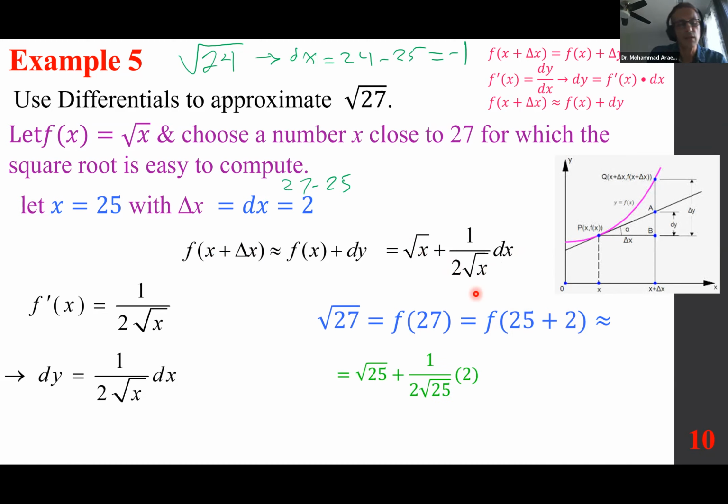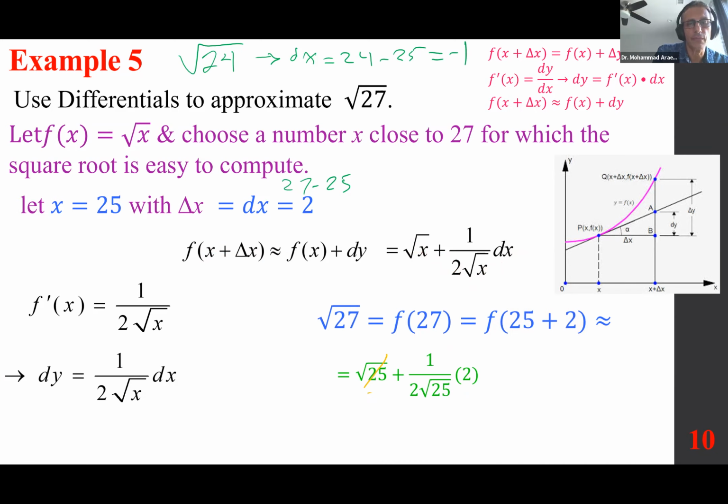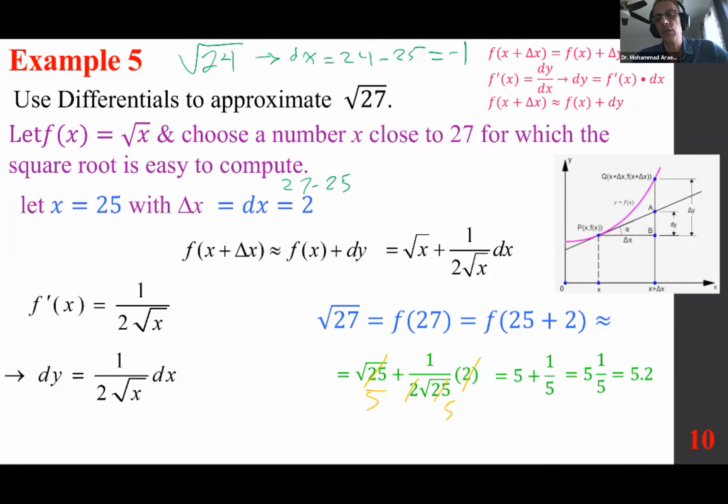That means precisely what you need to do. Let's do that. Square root of 25 is 5. These two cancel out. These two, you have 5 plus 1/5, and you can rewrite it as 5 and 1/5, or 5.2. That's an approximation. It's pretty close. You can check it with a calculator.